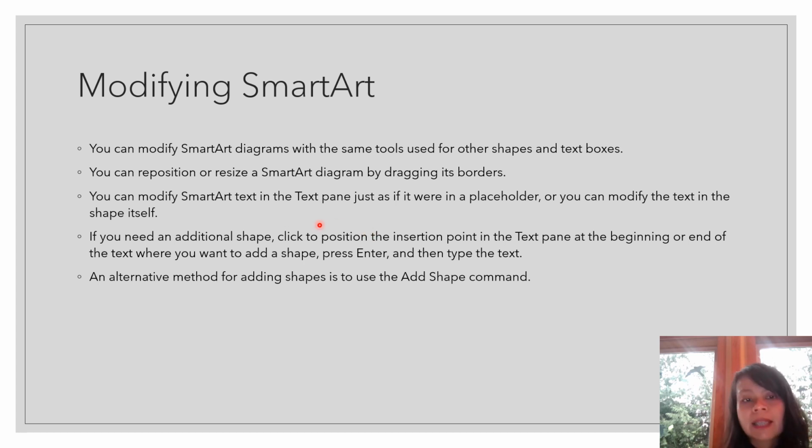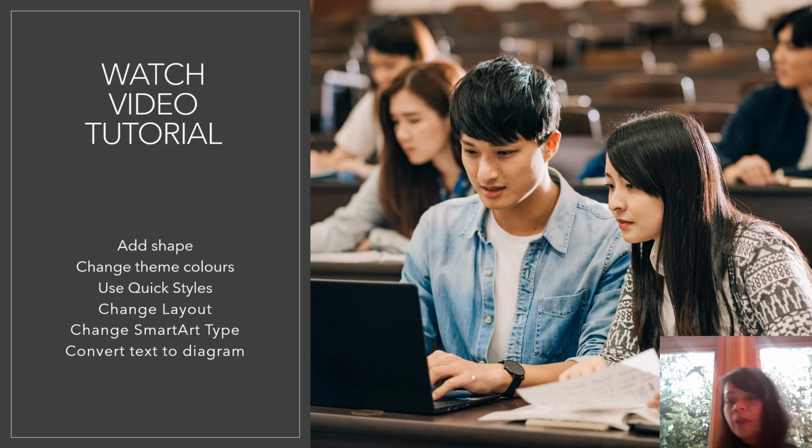You can just go click inside of it. If you need an additional shape, click the insertion point in the text pane at the beginning or the end of the text where you want to add the shape, and then press enter. Okay. So another method of adding shapes is to use the add shape command. So that's quite a mouthful, so not to worry.